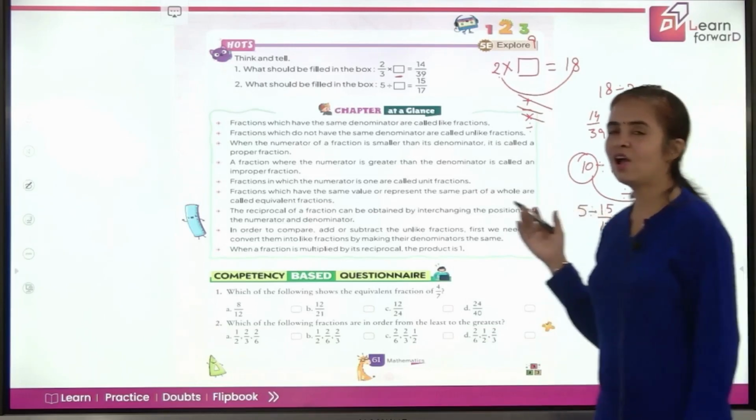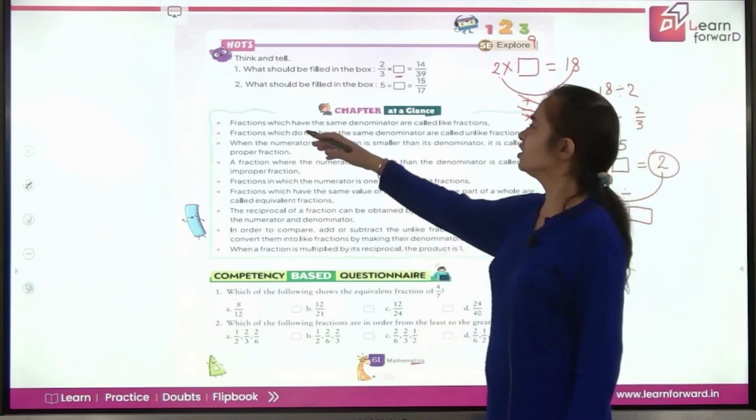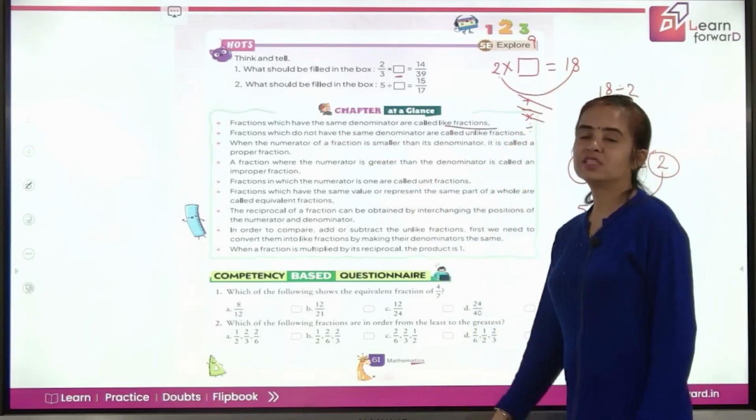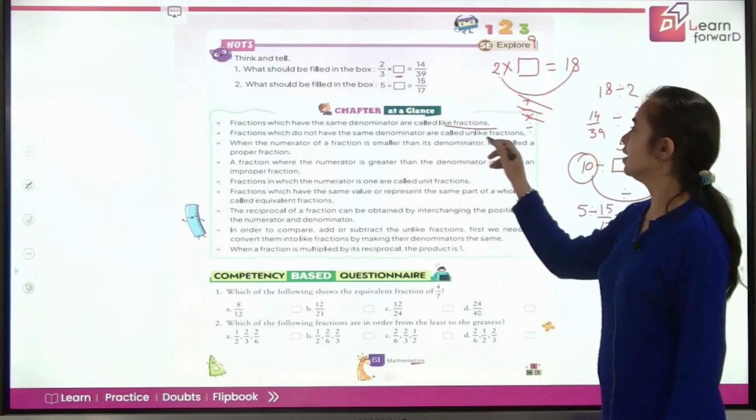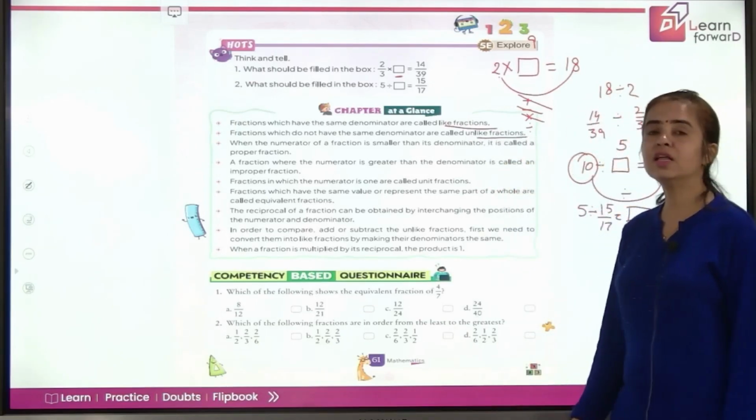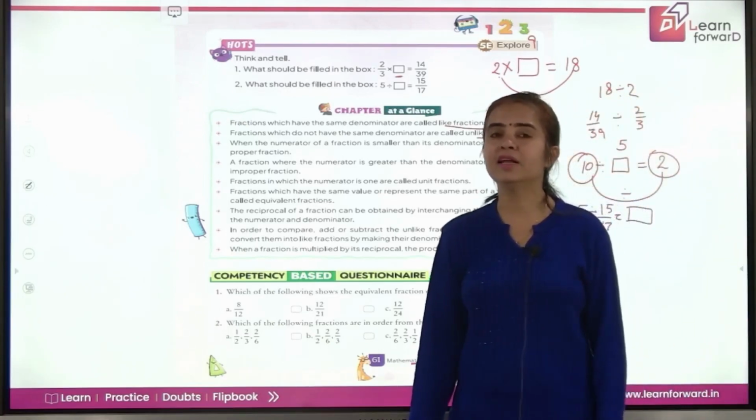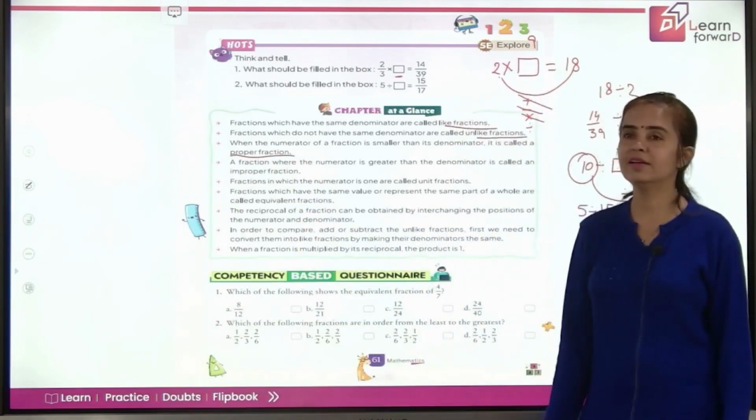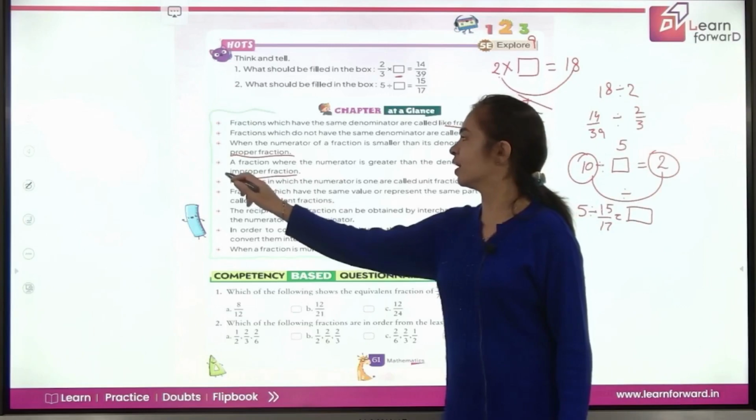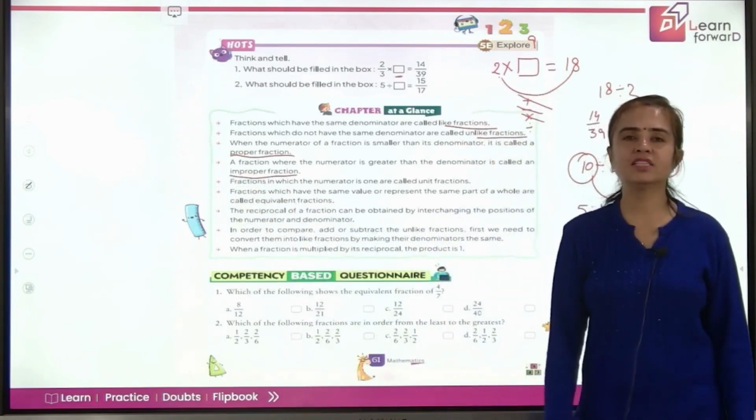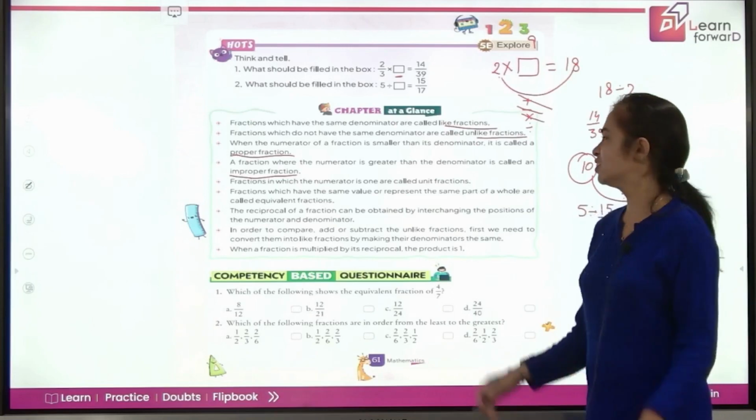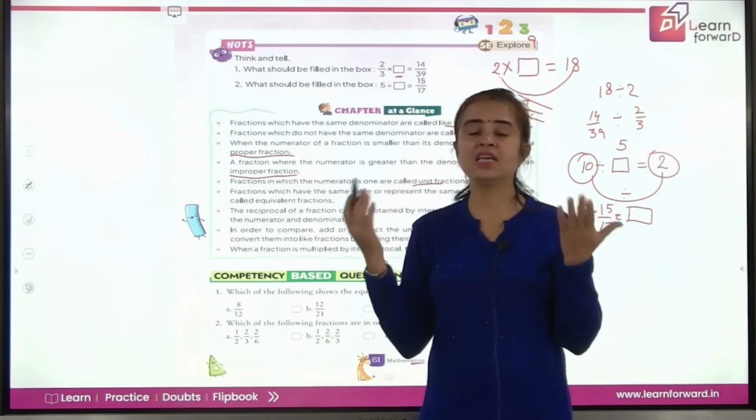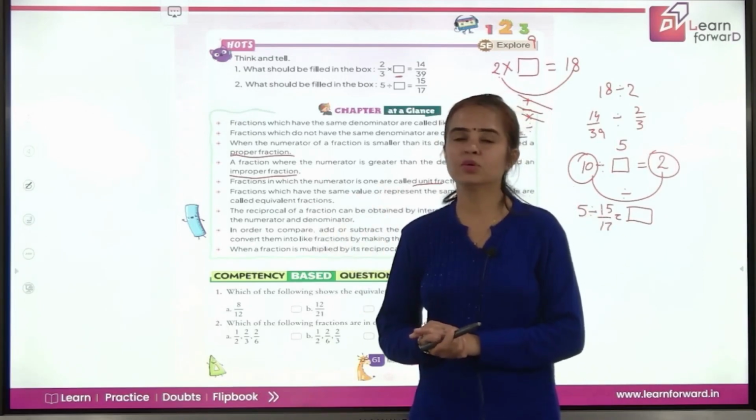Right? Now we have your chapter at a glance here. Fractions which have the same denominator, what are they called? Exactly, they are like fractions, and which do not have the same denominators, they are unlike fractions. Now, when the numerator is smaller than the denominator, they are called proper fractions, and when the numerator is bigger than the denominator, they are of course improper fractions. When the numerator is 1, what is such a fraction called? Unit fraction. Unit means 1, right? And when the fractions are equal in value, although the numbers look different, what are they called?